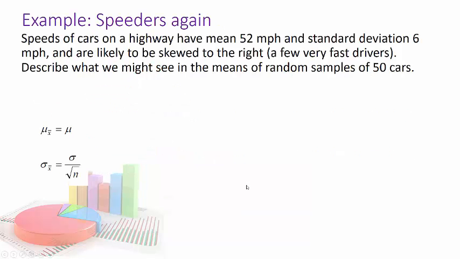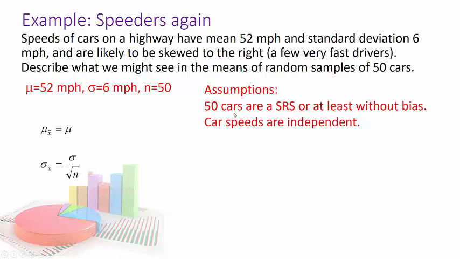All right, so let's look at an example, some speeders, and we're still going to use the same statistics because we said it was approximately normal. Speeds of cars on a highway have a mean of 52 miles per hour and a standard deviation of 6 miles per hour, and are likely to be skewed to the right because there are a few very fast drivers out there. Describe what we might see in the means of random samples of 50 cars. So here they want us to show them the distribution. We should be prepared to draw a model. From the question, we know the mean is 52 for the population, and the standard deviation for the population is 6. We are doing samples of size 50.